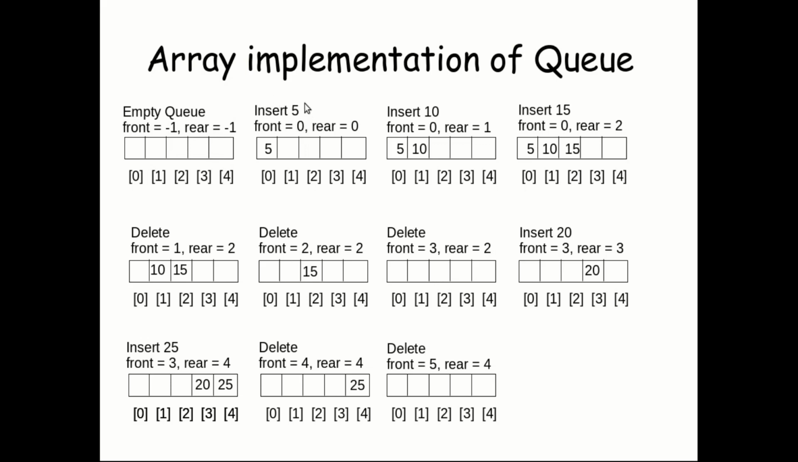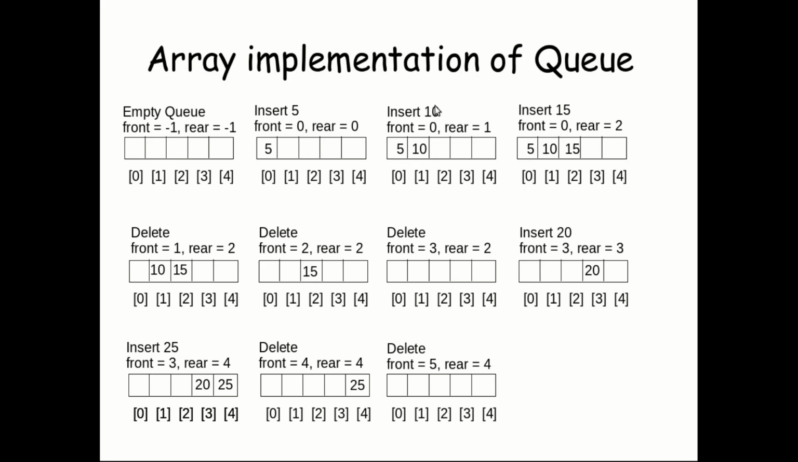Here we are inserting the element 5. And here both front and rear value will be incremented and 5 will be placed at index 0. So one thing to notice here is that whenever we are inserting an element in an empty queue, both the variables should be incremented. But in other cases, whenever we do an insertion, only rear value will be incremented, and whenever we delete an element, only front value will be incremented.